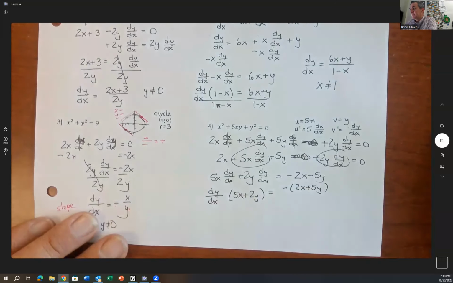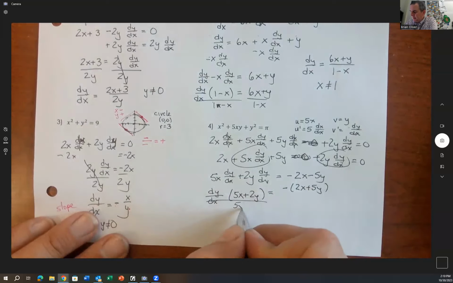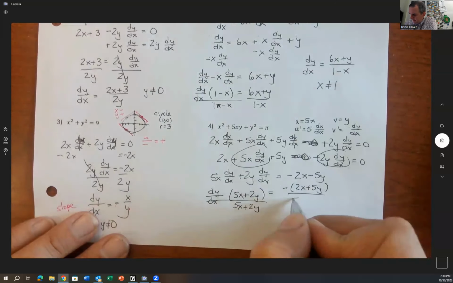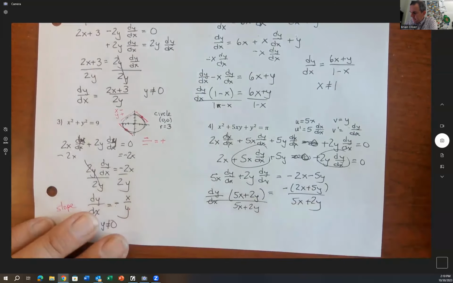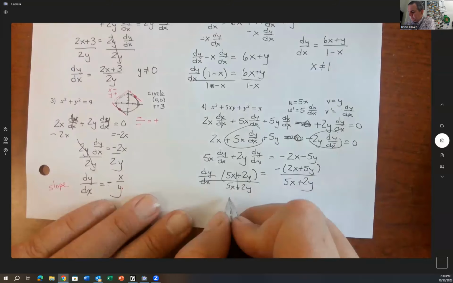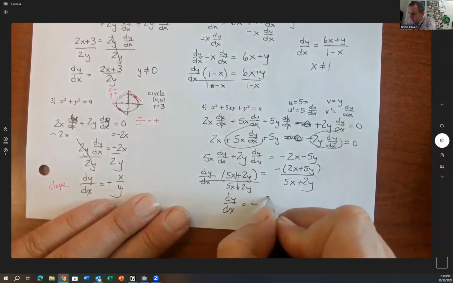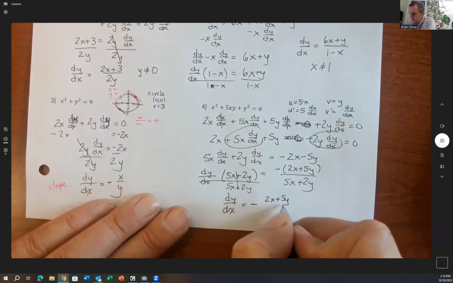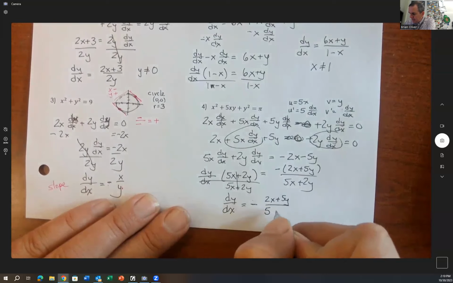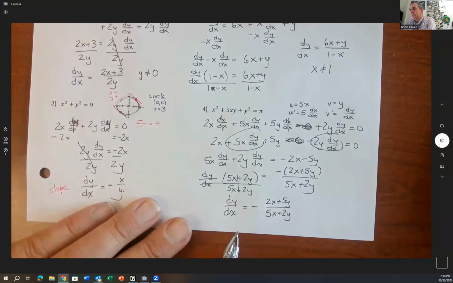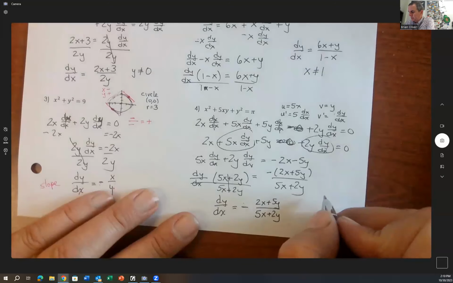I'm just going to do this because I don't like having two negatives. Divide both sides by 5x plus 2y. That's going to cancel out, which leaves me dy/dx equal to negative (2x plus 5y) over (5x plus 2y).